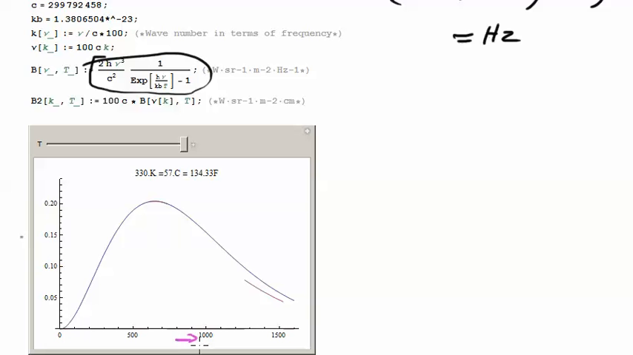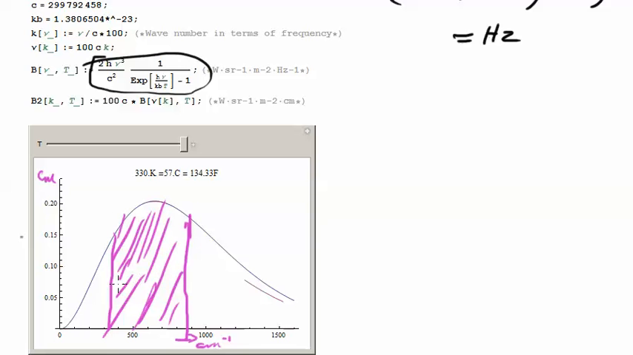Now the advantage of that is that with per centimeter going this way, and the units here being in per centimeter, I should be able to take the area under this curve and find what? Find watts per meter squared per steradian.